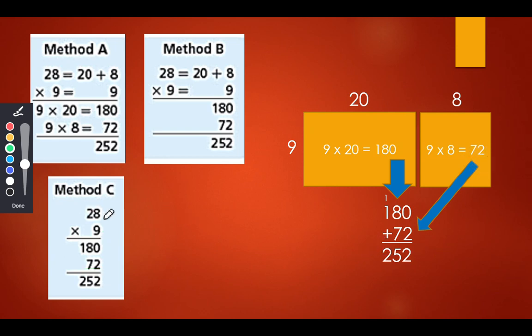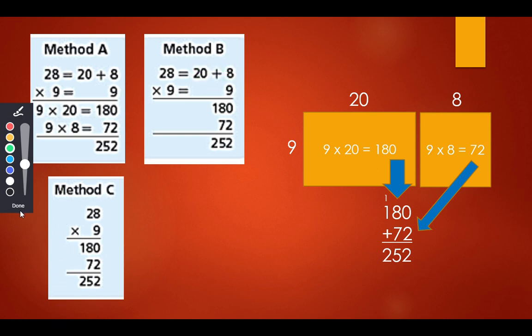And then of course we have to do our adding of our partial products to get our answer, which is again 252. So you can see method C has everything method B and method A have. It just requires a little more mental math. But if you know how to do method A really well and method B really well, then you probably don't have to write this part anymore and you can move to method C.